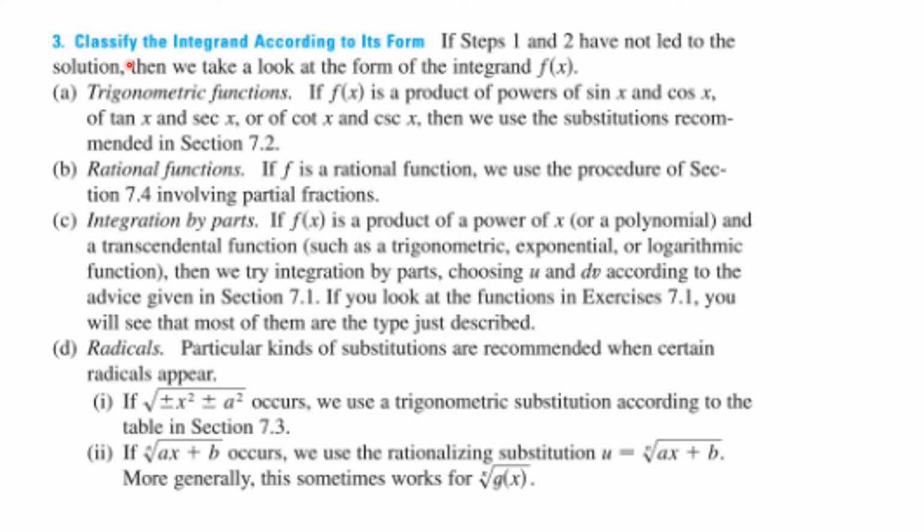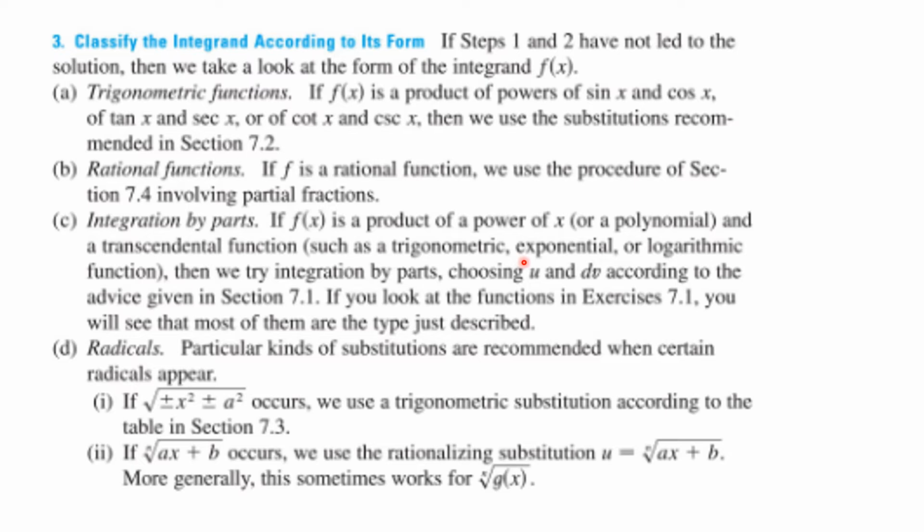And then do pattern recognition, and this is actually what I was talking about with the student. So classify the integrand according to its form. So we have trigonometric functions. If f of x is a product of powers of sine x and cosine x, or of tan x and secant x, or of cotangent x, cosecant x, then we can use substitution that we studied in a previous lecture about trigonometric integrals. If you have rational functions, ratio of polynomials, we can use partial fractions.